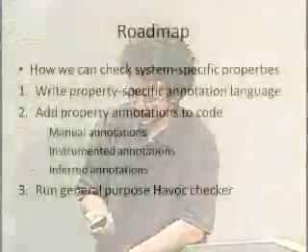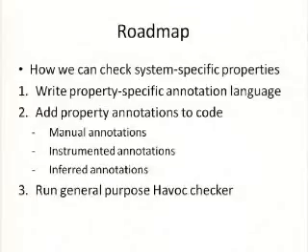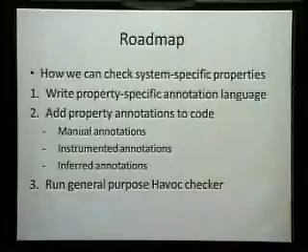So what we came up with was this nice little roadmap for how we can actually take this tool and apply it to these properties to actually get some checking for these complex system-specific properties. What we'll do is write our annotation language for the property, and then add these annotations to the code, which we can do through manual annotations, inferred annotations, as well as annotations that will basically instrument at particular syntactic accesses within the code. And then we'll run our general purpose checker, which is pretty much push button.